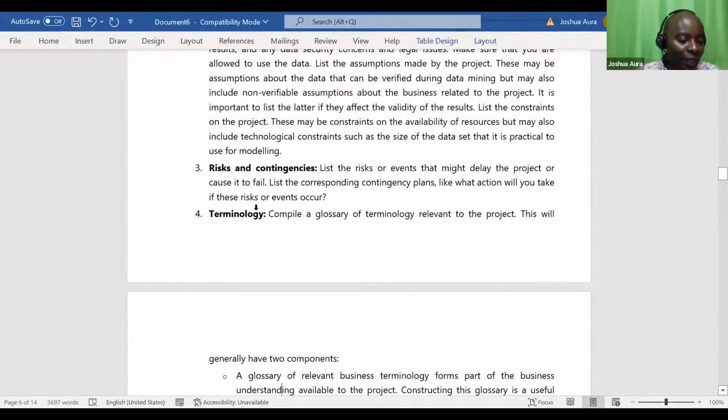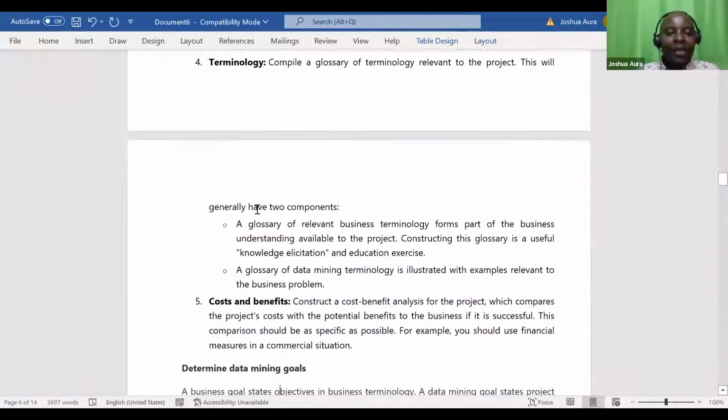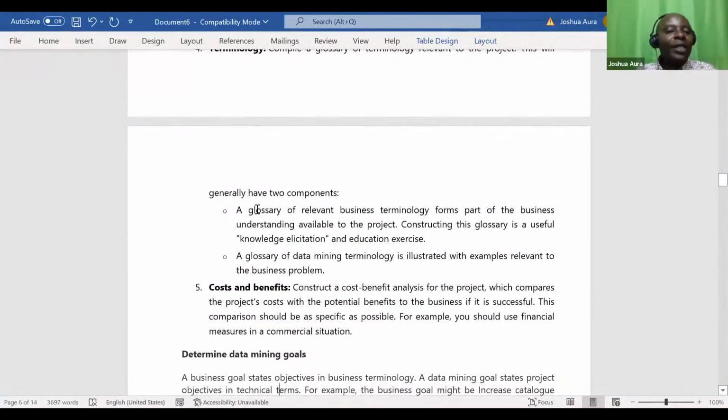Terminology, it's good to have lists of, for example, abbreviations, the glossary, very important, right? You must do a cost-benefit analysis. Cost-benefit analysis, how much will it cost us? What is the value that we shall derive? Remember, one of those 5 V's is the value. What value are we going to derive out of this data mining?